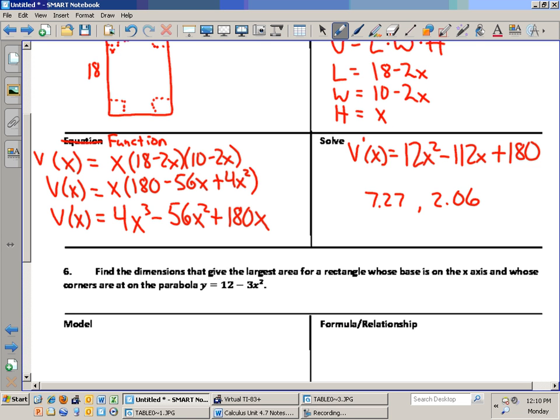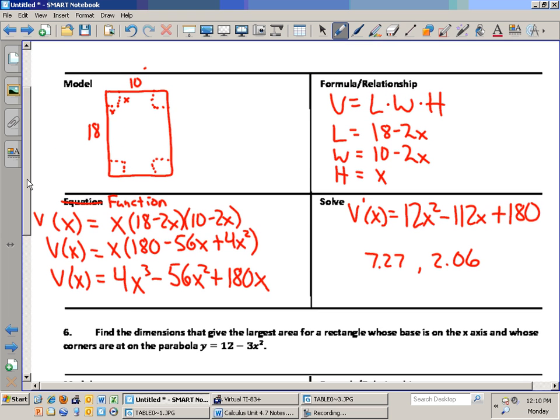I got 2 solutions. Only one of them's correct. How can you tell? You could look at the graph and try to figure it out that way. You know that the maximum's going to happen first, the minimum's going to happen second. So we know 2.06, but also think about this, you guys. What's the biggest x could be? 5. If I cut a box of 5, then I would cut 5 off here and 5 off there. That wouldn't leave me with anything to fold up. So 5 is the biggest that it could possibly be. So in terms of solutions, 7.27 isn't even in my domain.